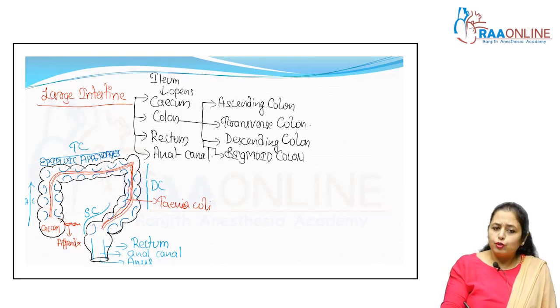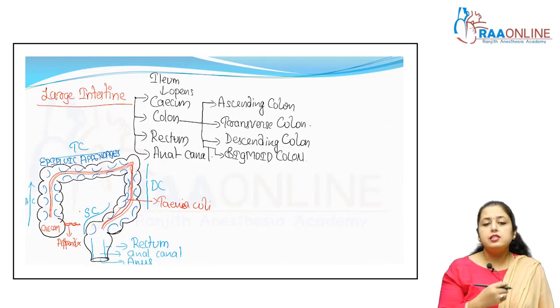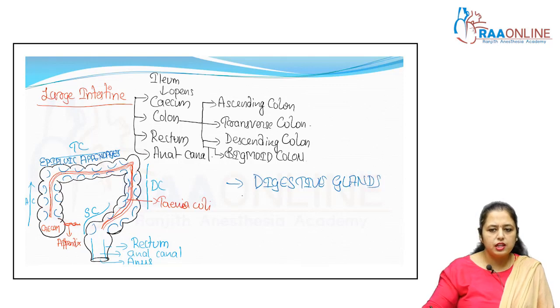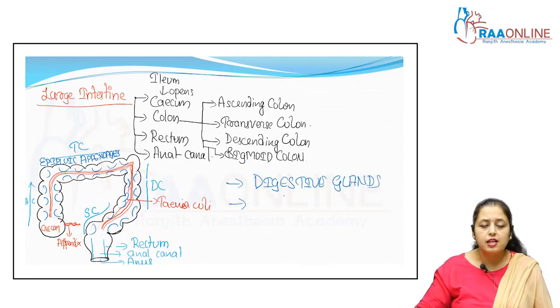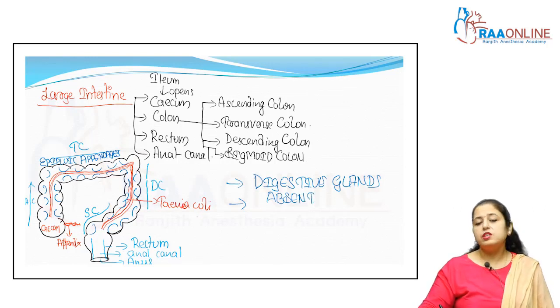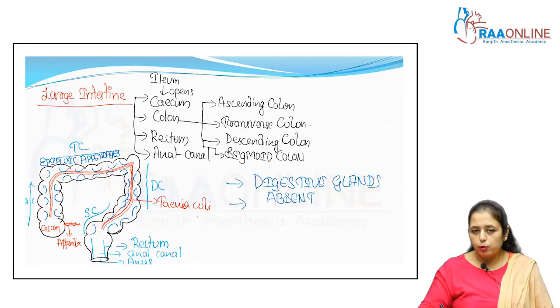So that's why in the large intestine, digestive glands are absent. This is the structure of the large intestine, right? Digestive glands are absent, that's why there is no digestion. There are two structures where digestion is absent, the esophagus and the large intestine. Only mucous glands are present in both regions, right?